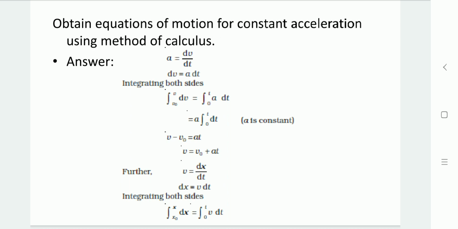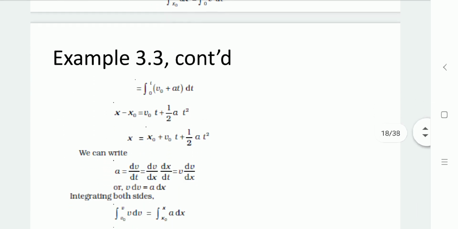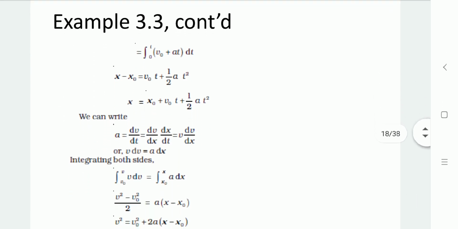And as we have v equal to v0 plus at, which we derived in the above equation, let us place v equal to v0 plus at within the time integral and, after integration, apply the limits. So we have the equation x minus x0 equal to v0 t plus 1 half at square. So it would be x equal to x0 plus v0 t plus 1 half at square.